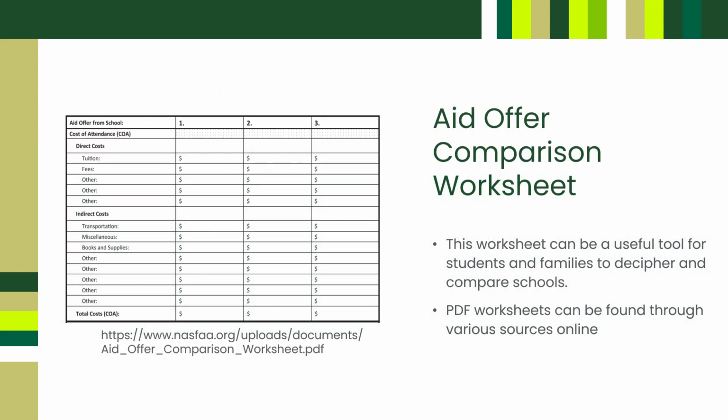Another useful tool that students and families can use to decipher different aid offers and compare is utilizing the aid offer comparison worksheet. The worksheet gives students tips to follow when comparing aid offers, explaining the difference between gift aid and self-help aid, checking for eligibility requirements to maintain grants and scholarships, and calculating out-of-pocket costs for schools. There are a variety of sources online to access PDF worksheets for students to utilize.